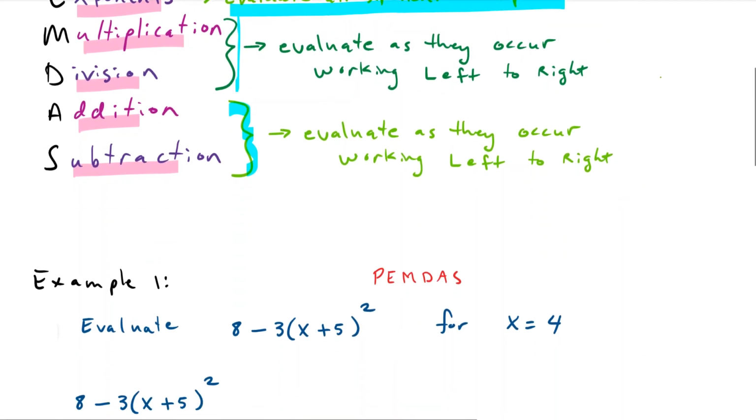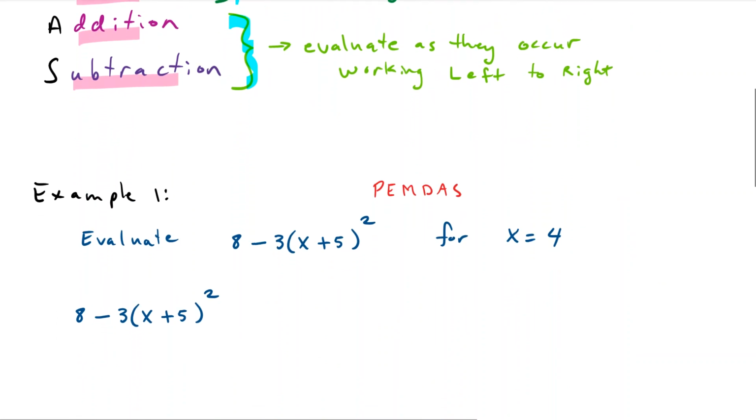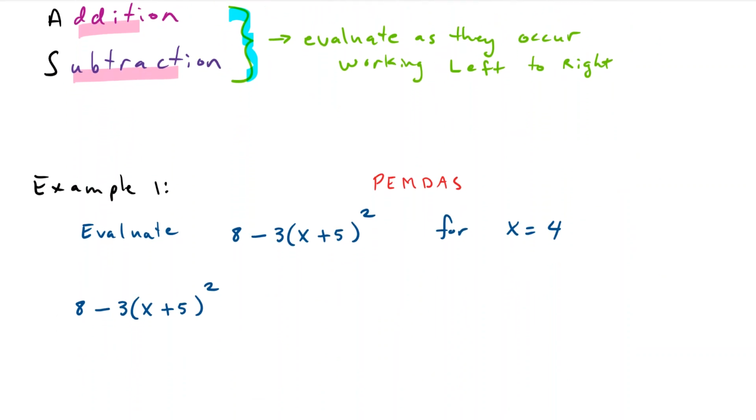So let's see if we can do an example here and see how PEMDAS works in real life. Our example is to evaluate 8 minus 3 times the quantity x plus 5 squared when x is 4. So instead of having an x here, we're going to plug in a 4 there for x.